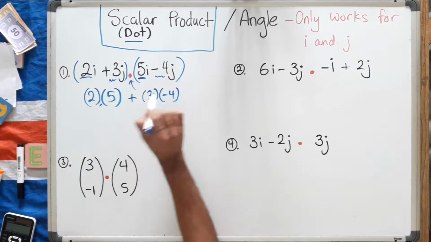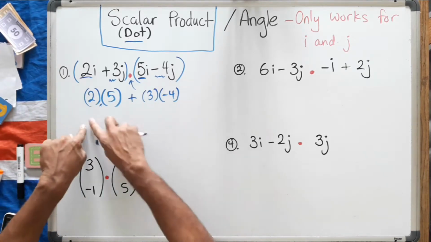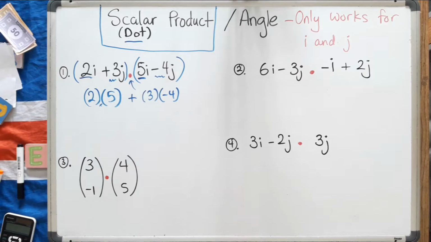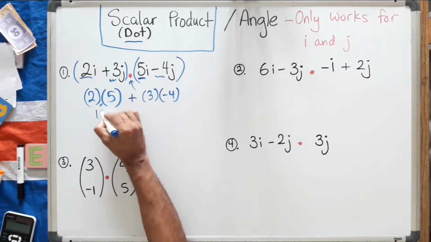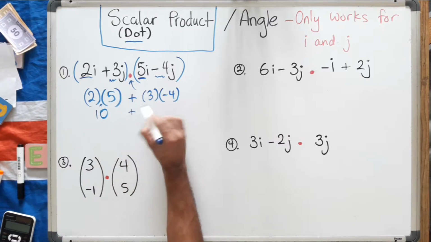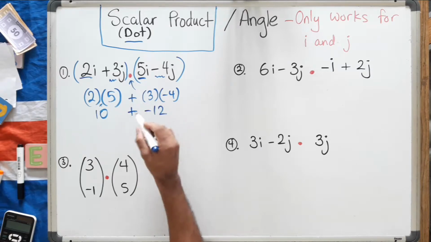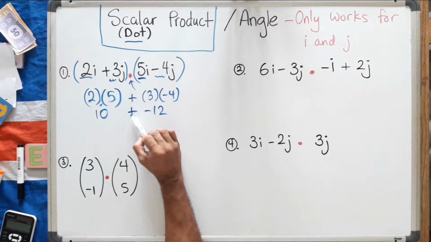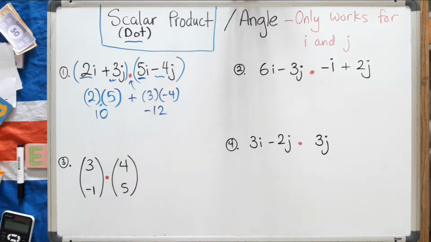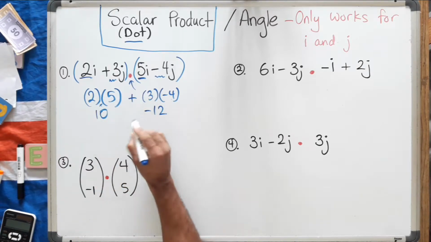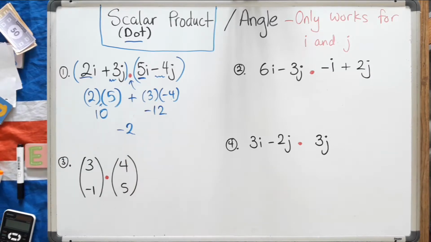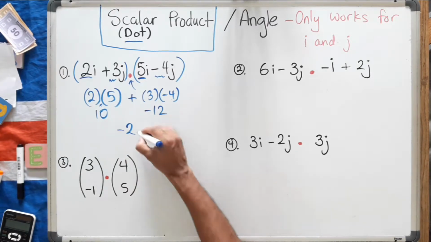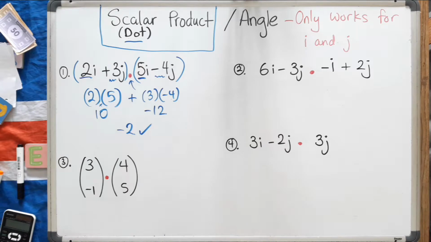You'll notice the letters disappeared. The letter i is no longer here, the letter j is no longer here. We're just taking the numbers touching i and j. 2 by 5 is 10, plus 3 by minus 4 is minus 12. You must have a positive sign in between, but when we did this calculation we got a negative. So a positive and a negative will ultimately give you a negative. So 10 minus 12 is minus 2. And that's it. We found the scalar or dot product of these two vectors.